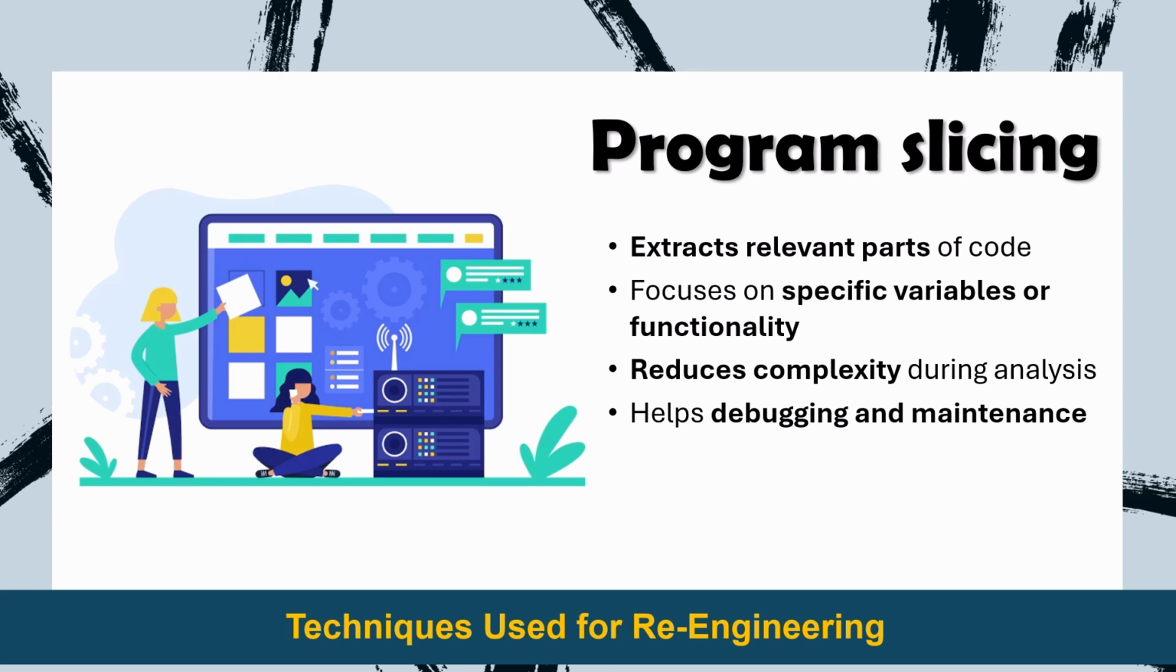Program slicing is especially useful in debugging, reverse engineering, maintenance, and program comprehension because it allows engineers to quickly locate the relevant code sections without being distracted by unrelated parts of the program. So program slicing improves efficiency by narrowing the analysis to only the code that matters for the particular task or behavior.